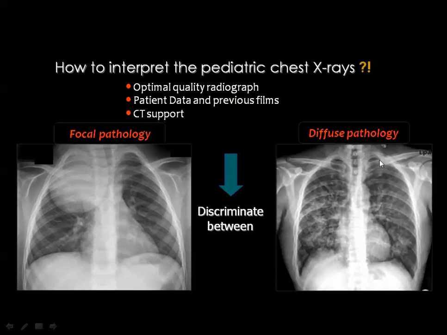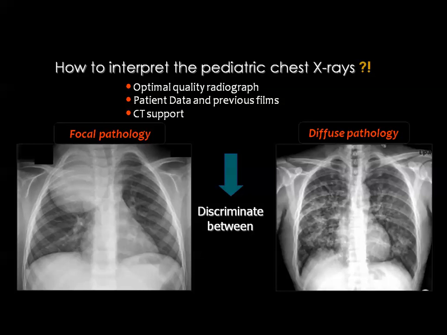Number two is to have adequate clinical data about the patient in order to be able to achieve a probable, reliable diagnosis. And if you have the chance to have the previous films, this will be of much help. Then after these steps, if you did not reach a reliable diagnosis on which treatment can be given, then you should have the support of CT scan.